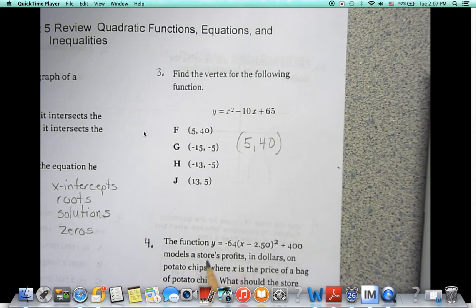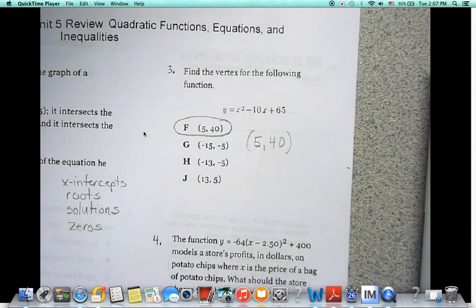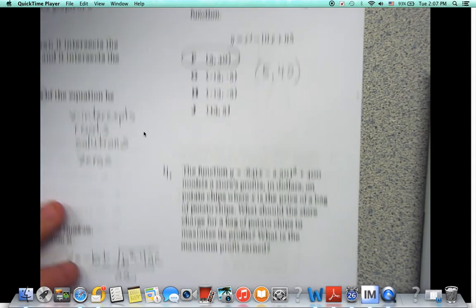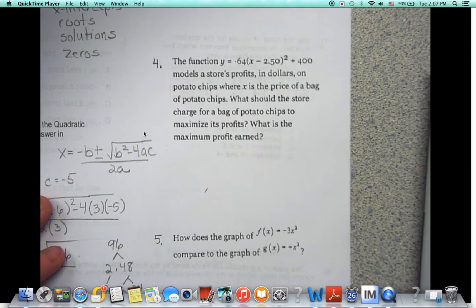Okay, so 5 comma 40 would be... What if your calculator geeked out? Well, you can either let me look at it, or you can do second memory 7, 1, 2. Or I can turn it off and turn it back on. Okay, number 4. Get another one if you need to, Ben.